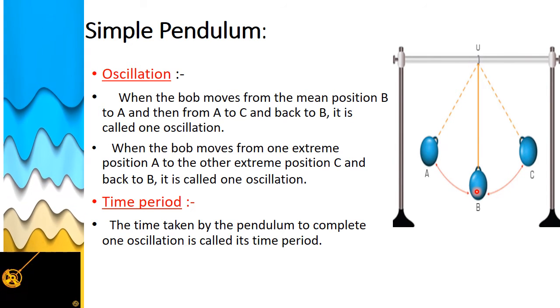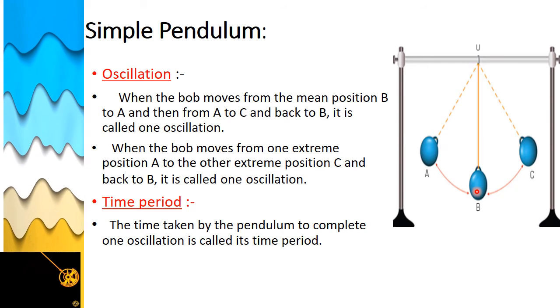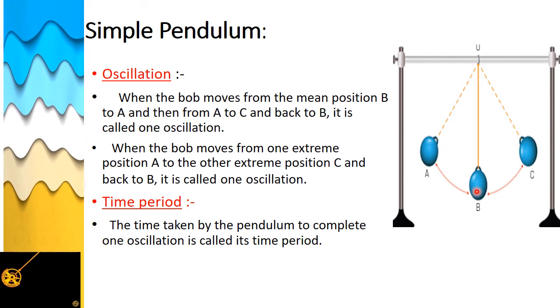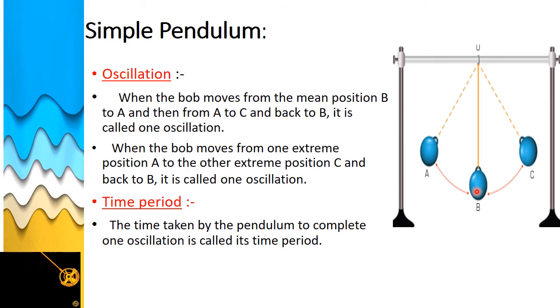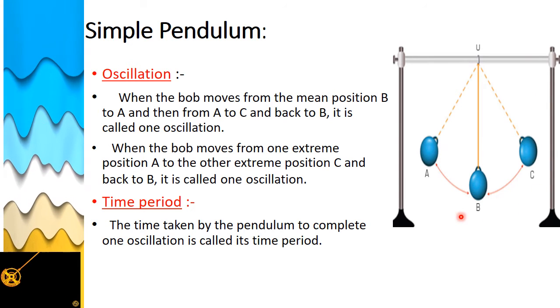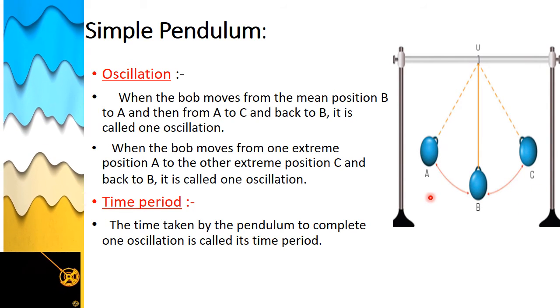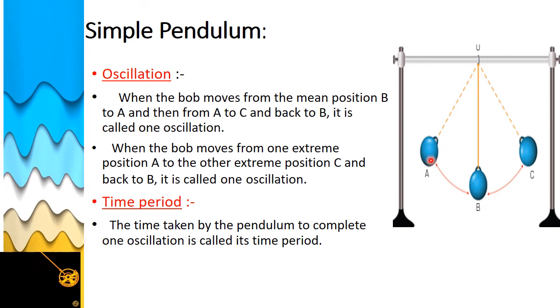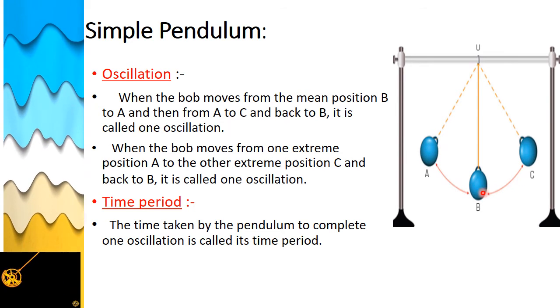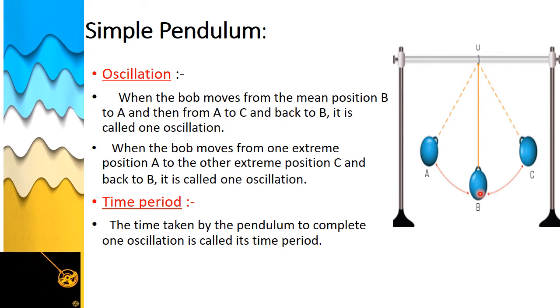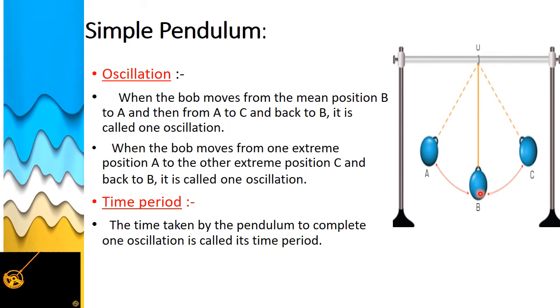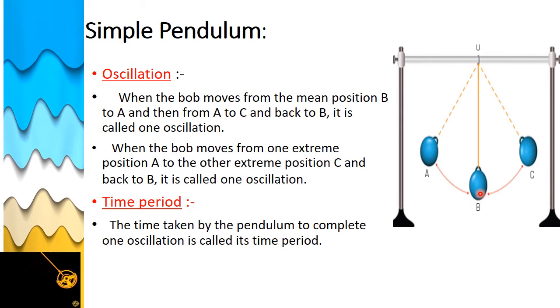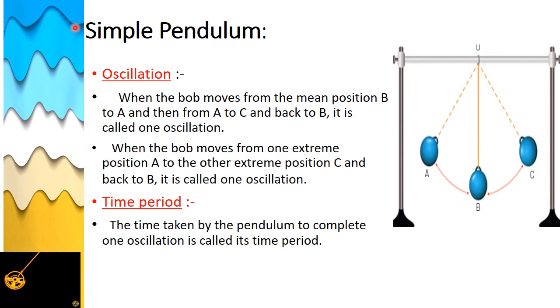So time period of the pendulum is the time taken by the bob of a pendulum to complete one oscillation. That means the total time taken to complete this one oscillation is called the time period.